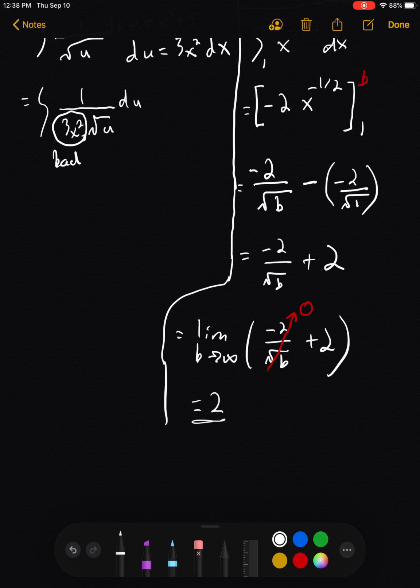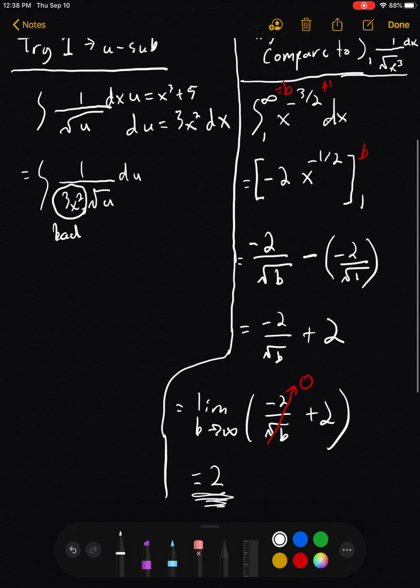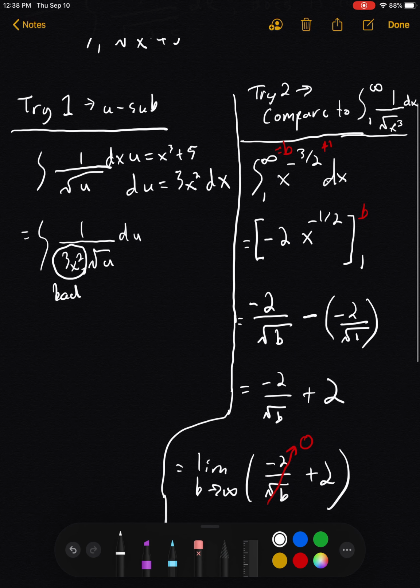Okay, so that's all well and good. But the question wasn't about 1 over the square root of x cubed. The question was about 1 over the square root of x cubed plus 5, right?